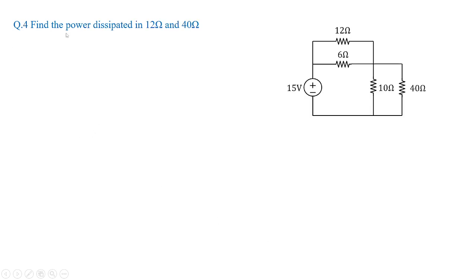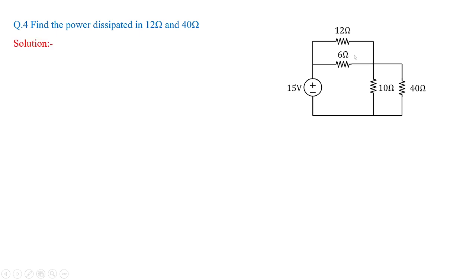In the next problem, we need to calculate the power dissipated in 12 ohms and 40 ohms. So this is the circuit given to us. Now you see, actually it's a 3-loop circuit. In fact, 10 and 40 are in parallel, 6 and 12 are in parallel.